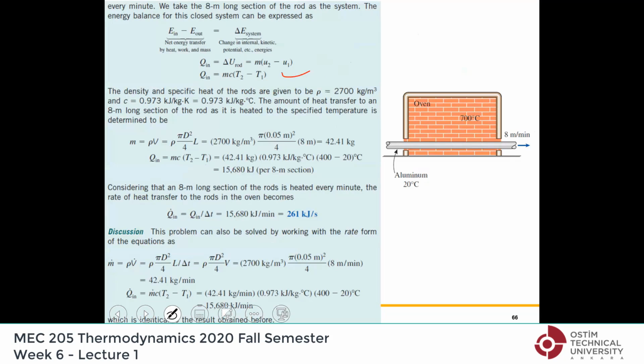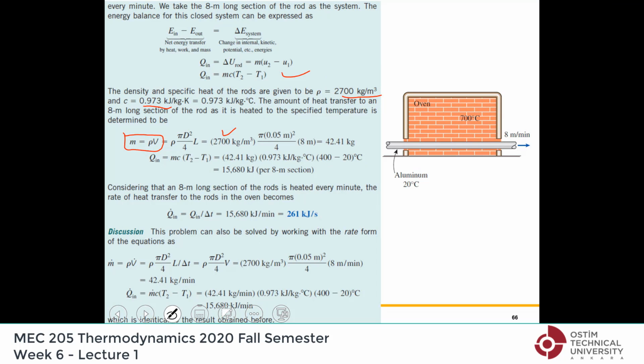So this is the relation. Now, what is mass? Density times volume. And what is the volume of a cylinder? Pi diameter square over 4 times length. So this is from the table at the end of the book. I think table, it may be like 1 or 2, whatever. I can get the density. In fact, I can get both the specific heat and the density from there.